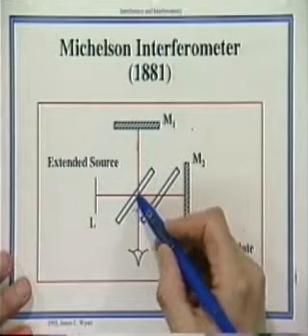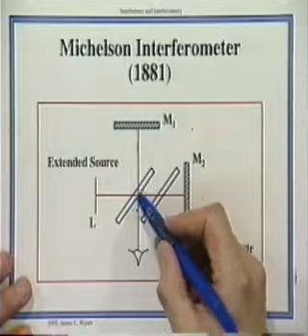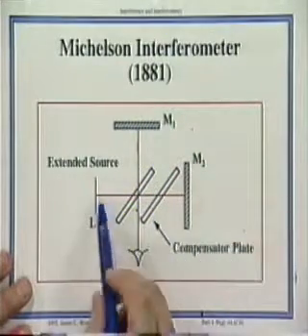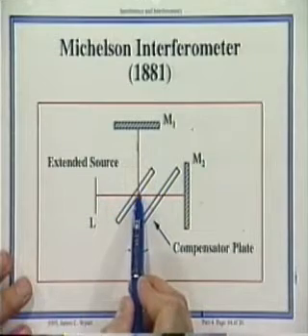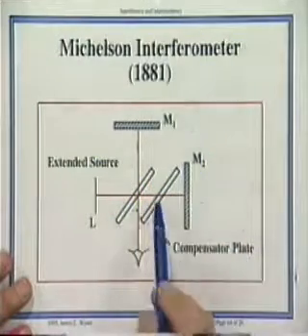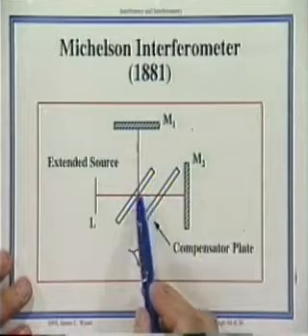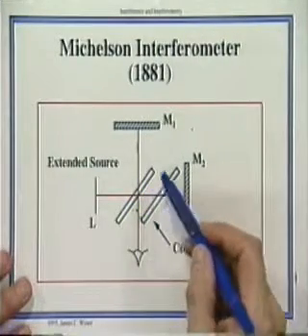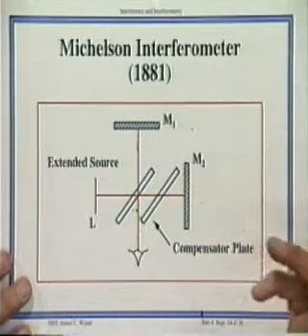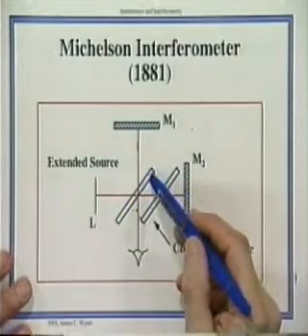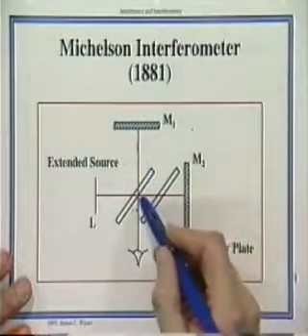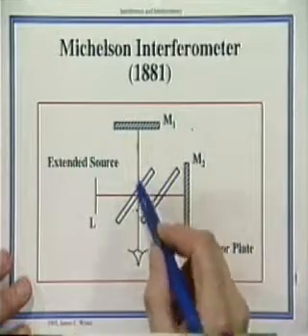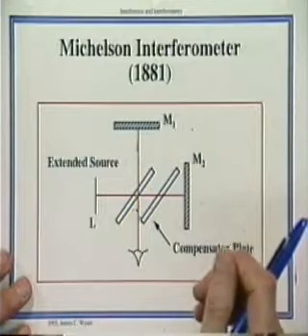So the light goes through the glass again, back through the glass again. Here, the light goes through the glass, and if I didn't have a compensator plate, it would just go here and back again. And so what we do, we put a plate in here, same thickness as this, same angle as this, same material, so you have the same dispersion as the beam splitter. And so both arms are going to see the same amount of glass.